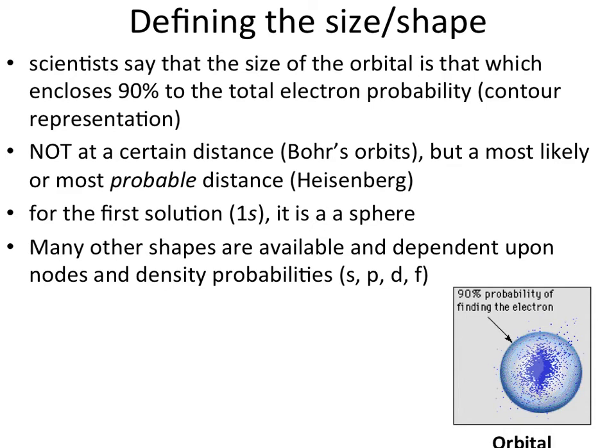So the first solution from Schrödinger's equation was for the 1s orbital, and it's spherical. It looks like this, and there's a 90% probability of finding an electron along this sphere. However, there are many other shapes available, and basically these shapes are derived from the nodes and the density probabilities. S, P, D, and F orbitals are what we're going to need to know for this class, and you guys should be able to identify their shape and their various orientations.